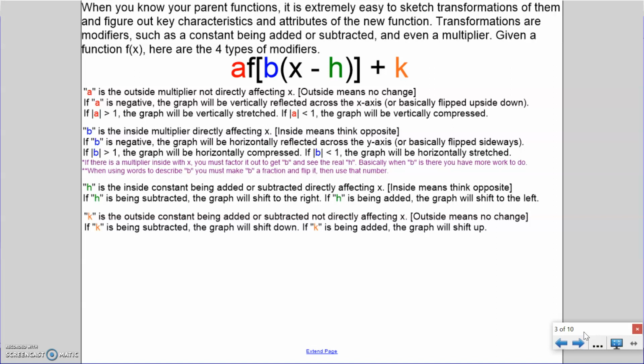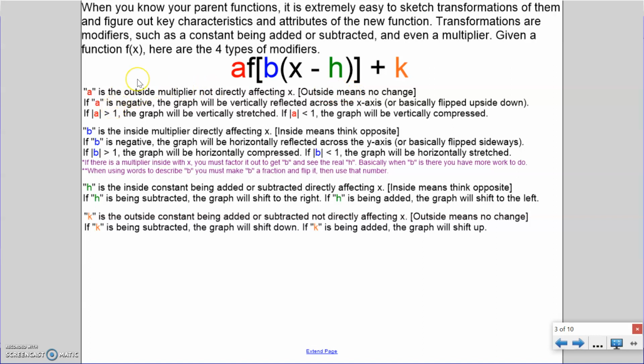Transformations are modifiers, such as a constant being added or subtracted, and even a multiplier. Given a function f(x), here are the four types of modifiers. You have a in front, then b on the inside, minus h on the inside, and plus k on the outside. Alright, a is the outside multiplier that does not directly affect x. It's not on the inside of these. Outside means no change ever.